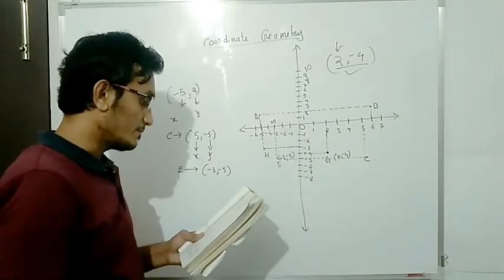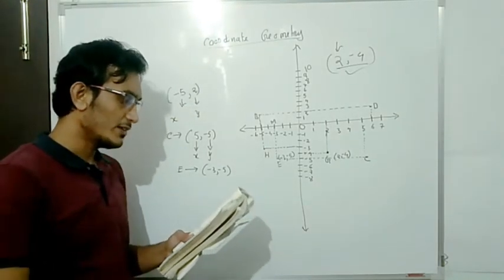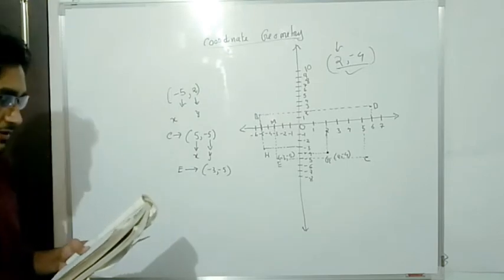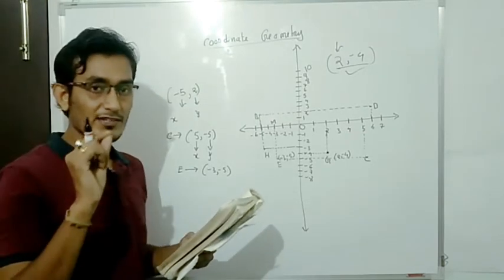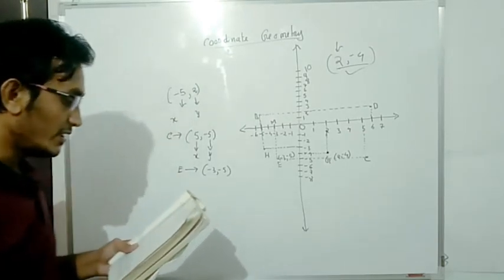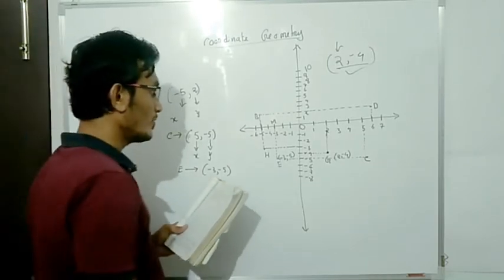Then the number 5, abscissa. I have already given the notes. Abscissa means the values of x, the x coordinate of the point D. First you look at the point D. Where is the point D?